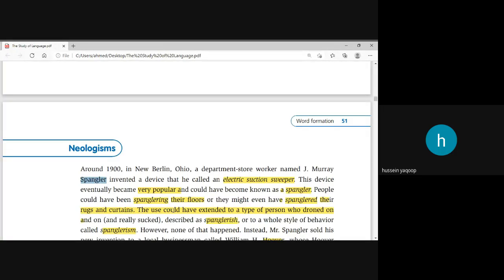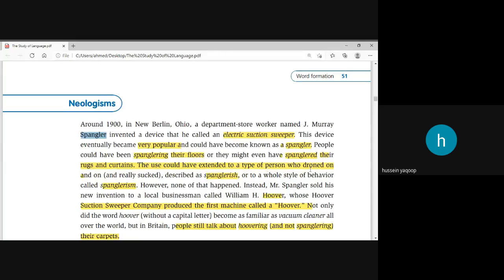So the use could have extended, as I said in the beginning, to a type of person who droned on and on, someone who keeps cleaning the place all the time. This person is described as Spanglerish, or the whole style of behavior as Spanglerism. So we have different extensions. It is one word, but it expanded to become an adjective and a verb, when originally it was a noun.